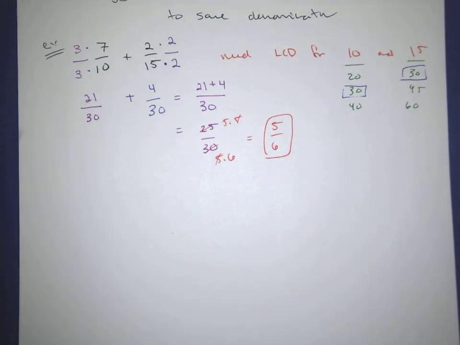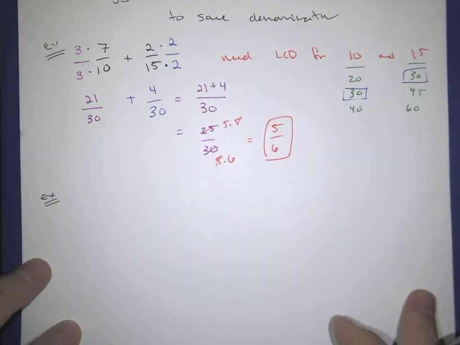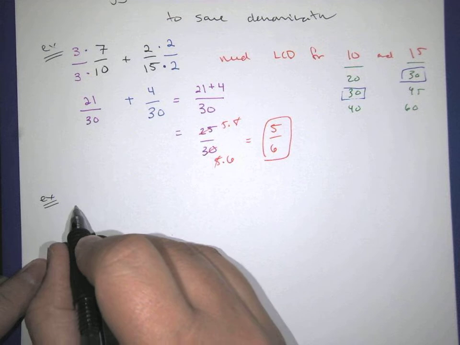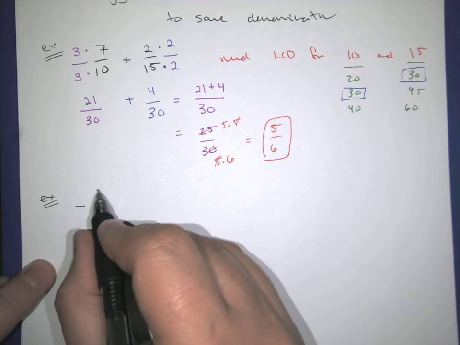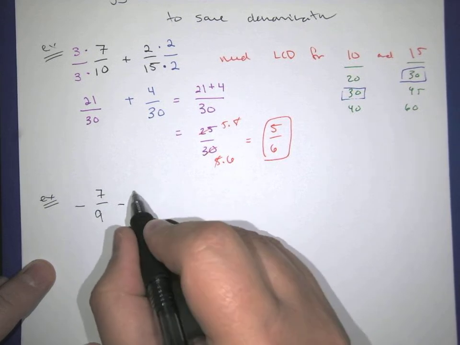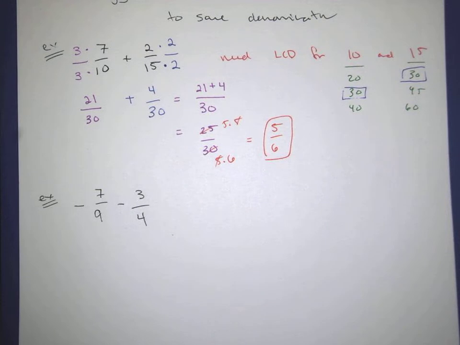Let's do another example. Keep this math train rolling. Let's do something maybe where there's not a lot of overlap between the numbers at all. I'll do a little double negative action too. How about negative 7/9 minus something like 3/4, for example. So 9 and 4, a similar look, but they don't really have anything in common.